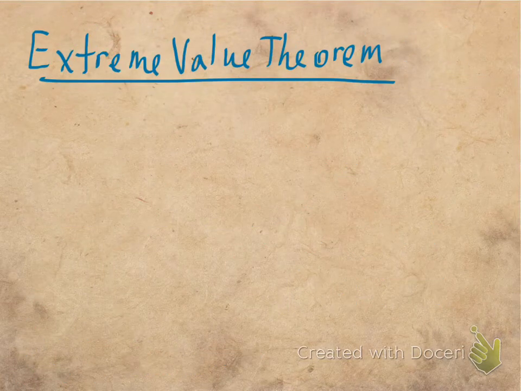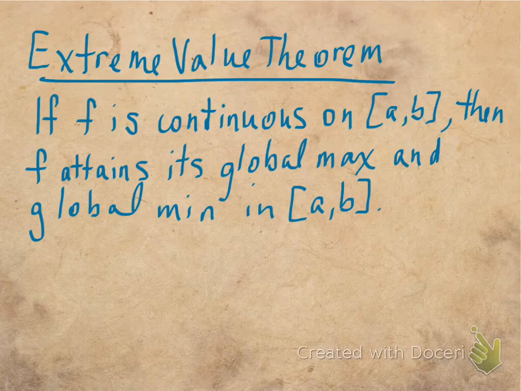And in fact, the extreme value theorem tells us that that is always true under one restriction. If f is continuous on the closed interval from a to b, then f attains its global max and its global min in the interval from a to b. So notice what the extreme value theorem tells us. It tells us that if I have a continuous function on a closed interval, I attain both an absolutely largest point on the interval and an absolutely smallest point on that interval.